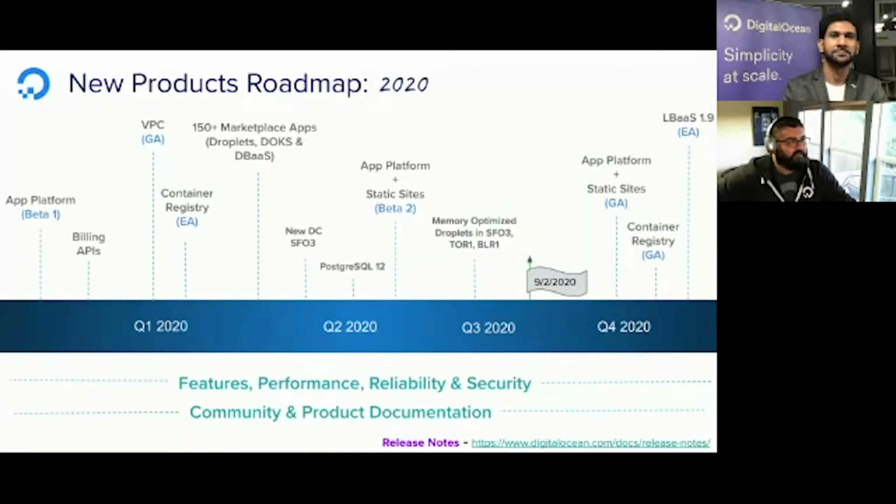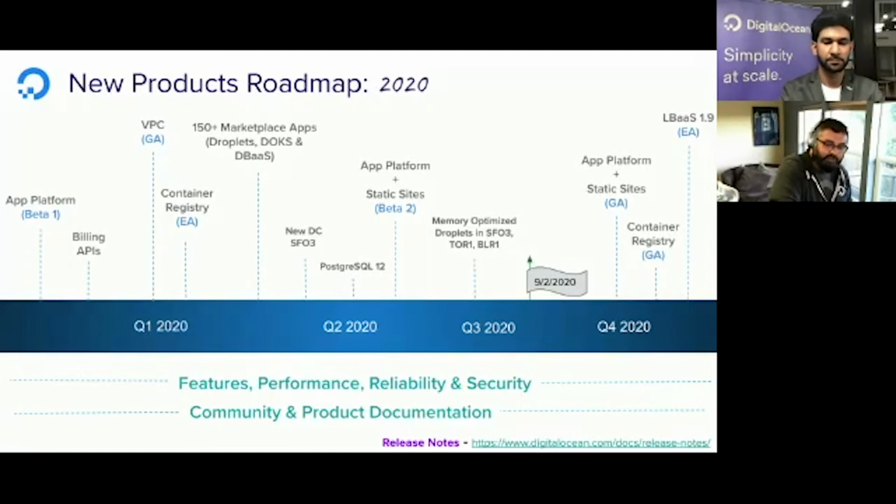Next slide, please. In this slide, I want to briefly touch about the products that we shipped so far in 2020 and what's coming up in the last quarter of 2020. And it's something we're super proud of, right? We did a lot of good things around the app platform. I don't know if most of you are aware of app platform, but it's our first foray into building another layer of abstraction, which is a PaaS kind of an offering, right?